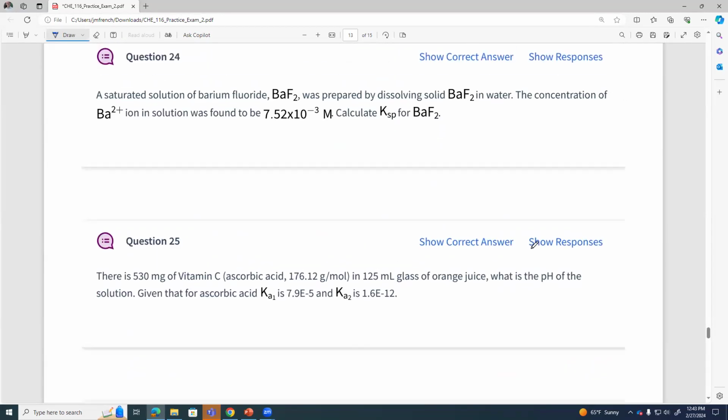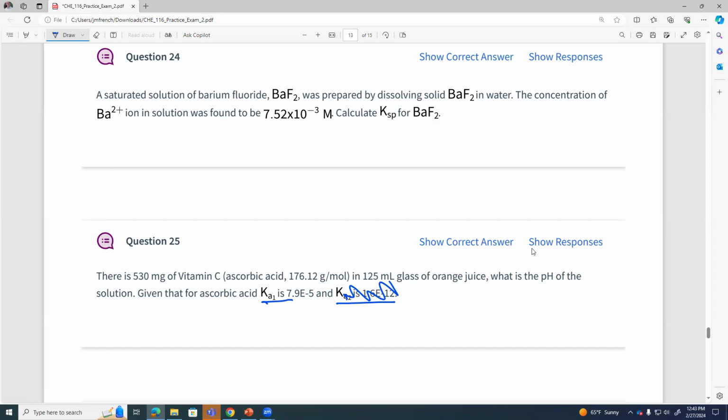Okay, yeah. Question 25 here for Noah. Vitamin C, 125 milliliters of water. It's a polyprotic acid. Here's our first ionization. Here's our second ionization. For these polyprotic acids, we're safe in ignoring the second ionization because it's so small, 10 to the minus 12. The concentration for that is small enough that it's not going to change our pH.